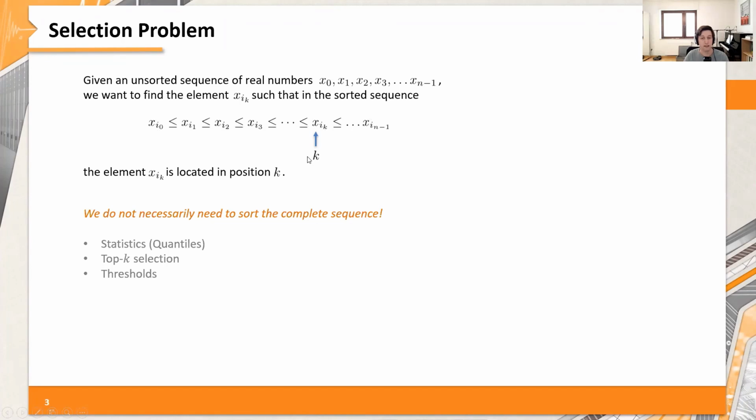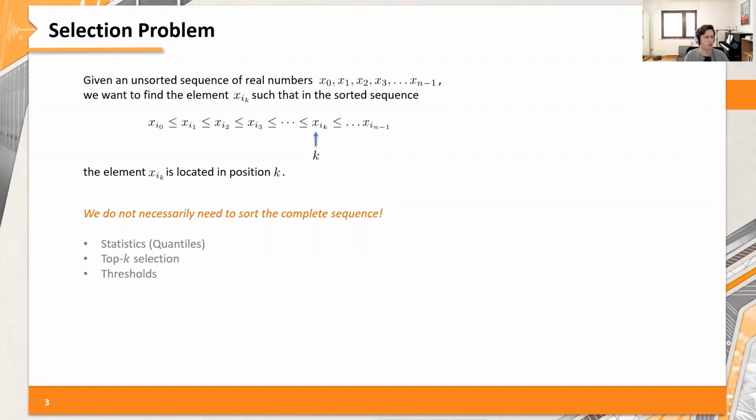And you find this kind of problem in many applications. You, for example, can use this to compute quantiles in statistics. You can use this to find the cutoff for top K selection, so find the K largest elements in some set. Or, as I mentioned, you can use it to select thresholds below which to filter out data. And this was our original setting.